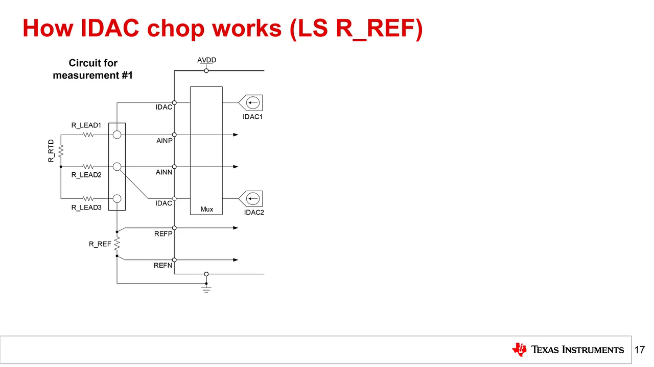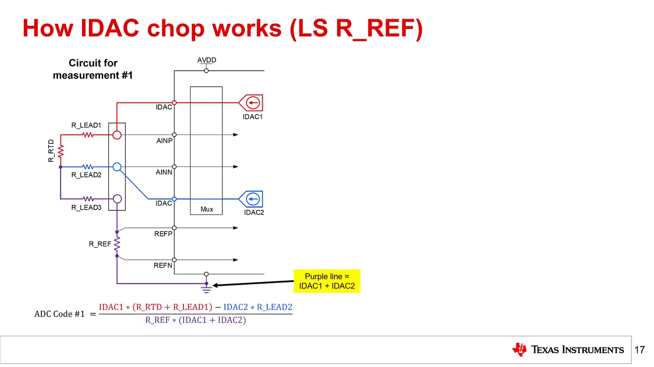On the left is the circuit for measurement 1. In this measurement circuit, both currents flow from their respective IDACs through the RTD, through RF, and then to ground. As shown, the purple line represents the portion of the circuit where both IDAC currents are flowing. The equation for the first ADC output code is shown on the bottom left. Each term in the equation is color-coded with the appropriate IDAC current. Finally, note that the output from IDAC 1 in red biases the top lead of the RTD, while the output from IDAC 2 in blue biases the middle lead of the RTD.